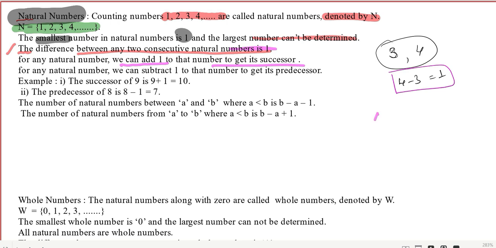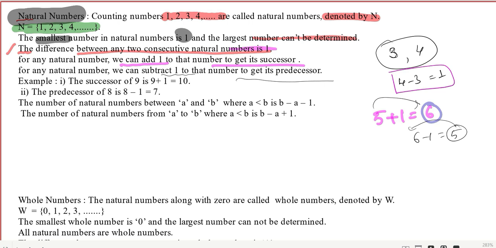If I take the number 5 and add 1, what do we get? We get 6. So this 6 is known as the successor of 5. In the same manner, if you subtract 1 from any given number, then you get its predecessor. If I take 6, 6 minus 1, you will get 5. So 5 is known as the predecessor of 6.